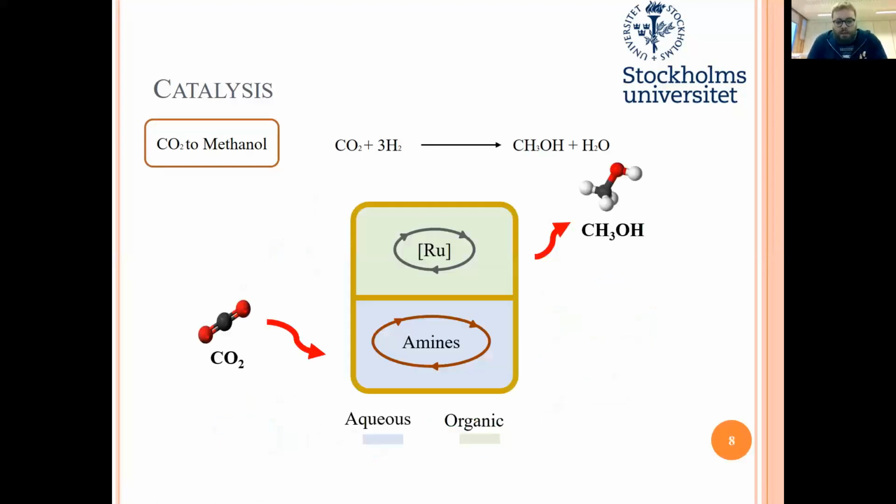So what I do is this transformation of CO2 to methanol. We based this project on a homogeneous system. This homogeneous system has two phases. It has an aqueous phase that contains amines dissolved in it, and then there's an organic phase that contains a homogeneous ruthenium catalyst. As I said before, homogeneous means that the catalyst is in the same phase as the reactant. In this case, it would be liquid-liquid.